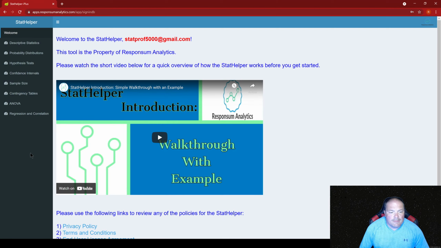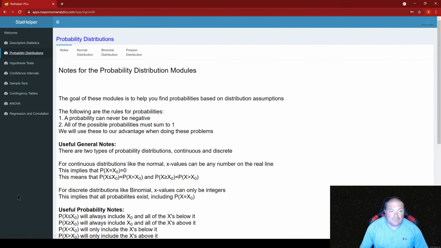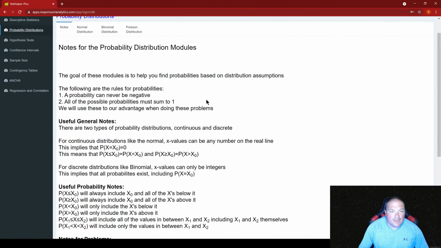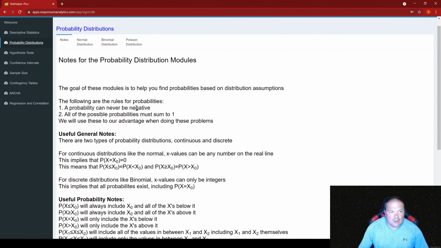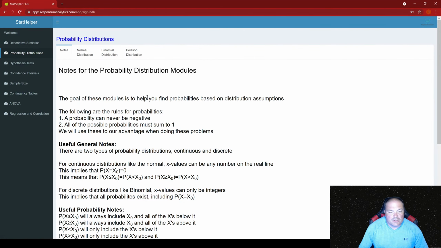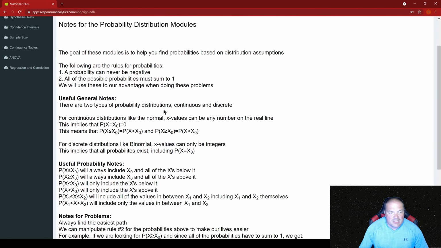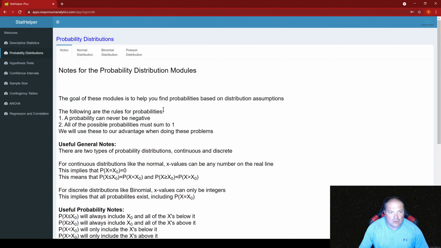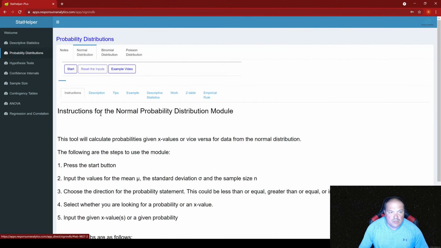Okay, so because I'm looking for probabilities and values with a normal distribution, I'm going to click probability distributions. Okay, and notice here it's set up in terms of tabs. The first tab that you're going to see is a notes tab, and it's just going to give you some general information about probability distributions. We are interested in the normal distribution. Okay, now once you click in one of these, you're going to have all these different tabs.